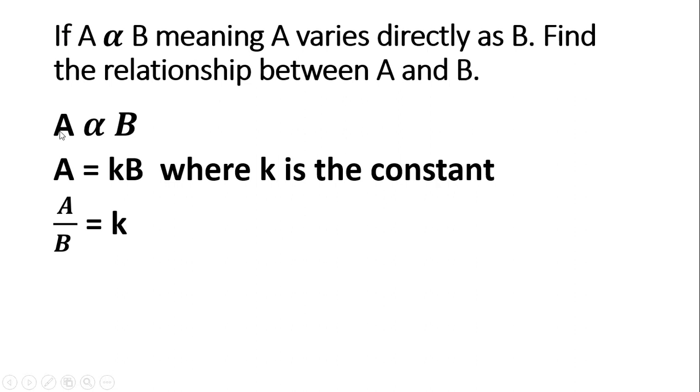So we start with A, that's the variation sign, varies directly as B. A will be equal to KB, where K is the constant. We bring in the constant. So making K the subject of the formula, we have A divided by B equals K.